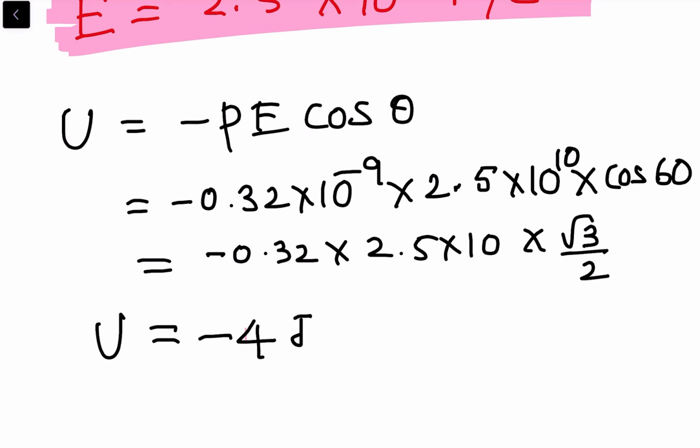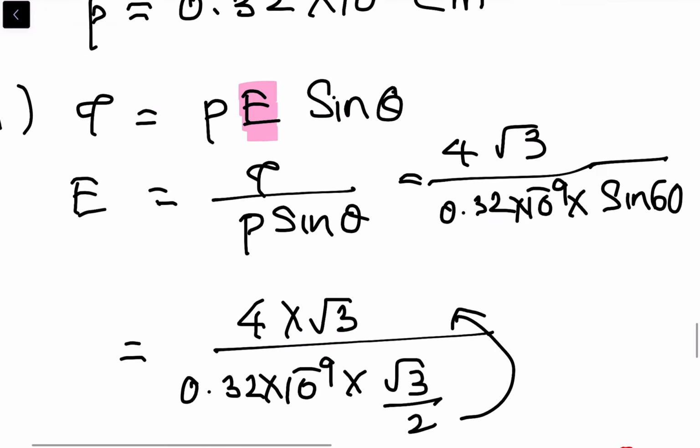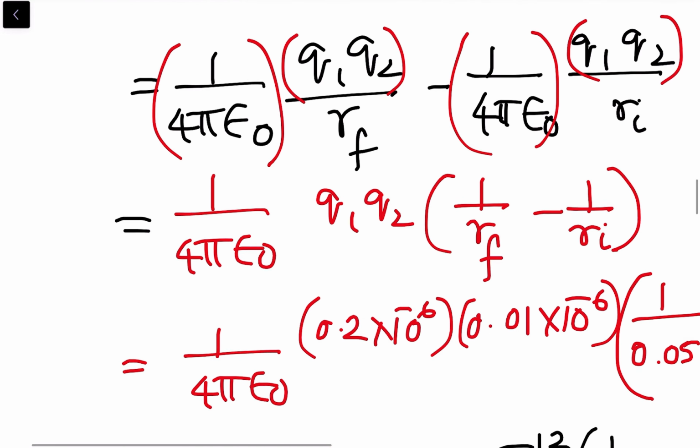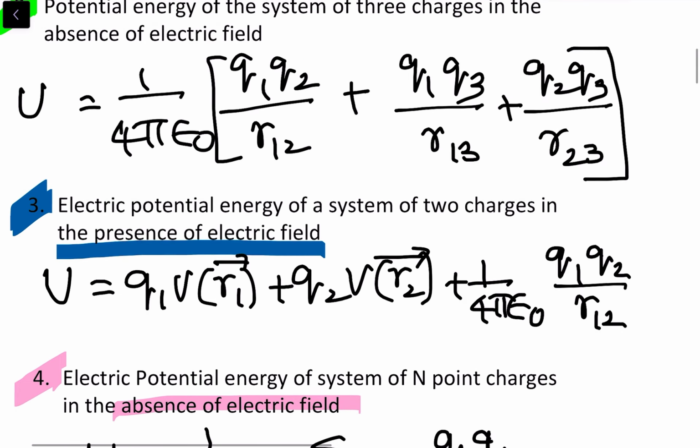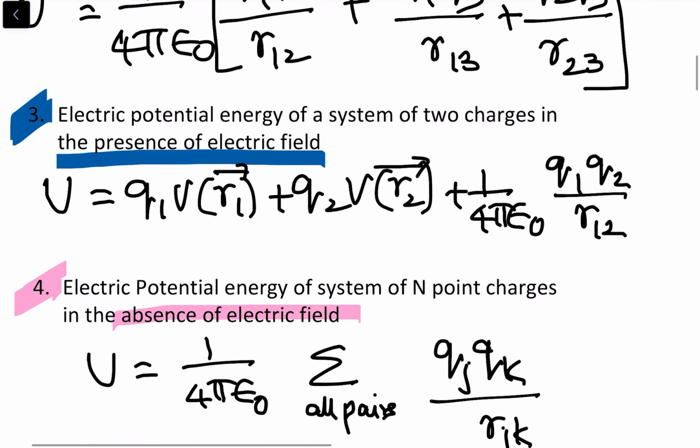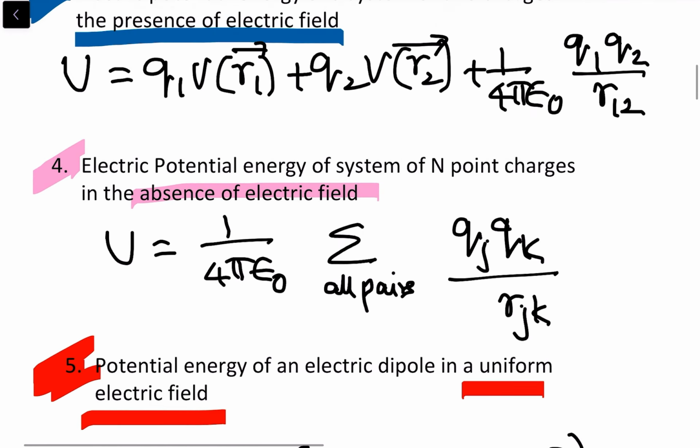So this is the potential energy of a dipole in a uniform electric field. With this I have calculated the 3 problems. Whenever problems are given, the only thing you have to know is the formulae, and then use them. Learn them carefully. I have kept all the important formulae for the potential energy here. You can learn them and use them.